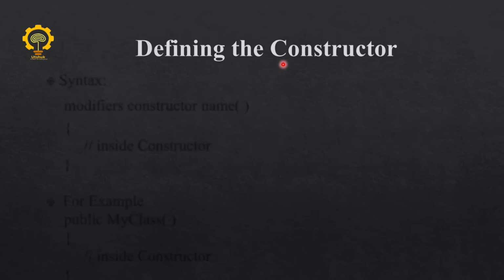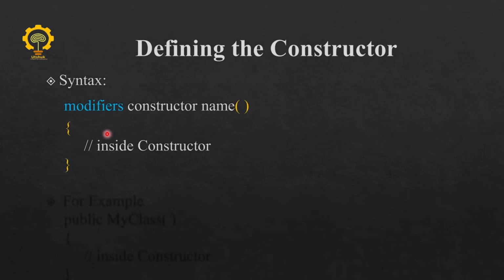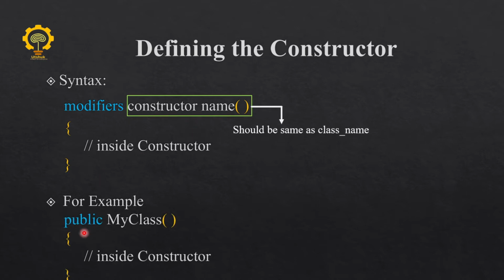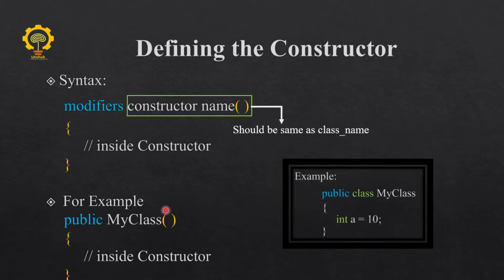So let's see how to define the constructor. This is the syntax to define the constructor. Here are the modifiers, here is the constructor name, and this is the constructor body. Whenever we define a constructor, its name should be the same as the class name. Suppose this is an example for my class constructor. The constructor name is MyClass, so the class name should also be the same as the constructor. In order to define the constructor, the class name and the constructor name should be the same.